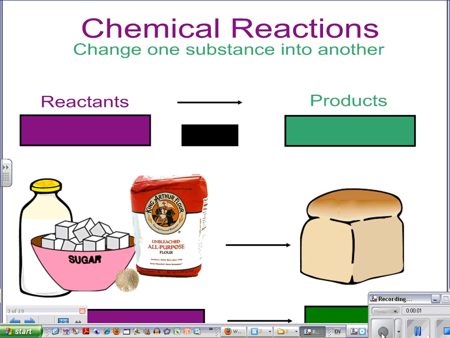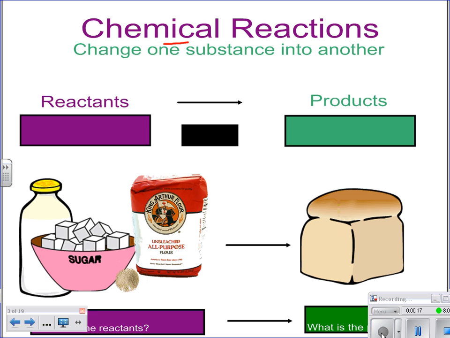So now what we're going to do is talk about chemical reactions. At the beginning of the year in chemistry, we talked about the difference between chemical and physical changes. Well, these are just chemical changes, and because a chemical change is taking place, we can write some sort of chemical reaction for it. And a chemical reaction is just when you have one substance that changes into another substance.